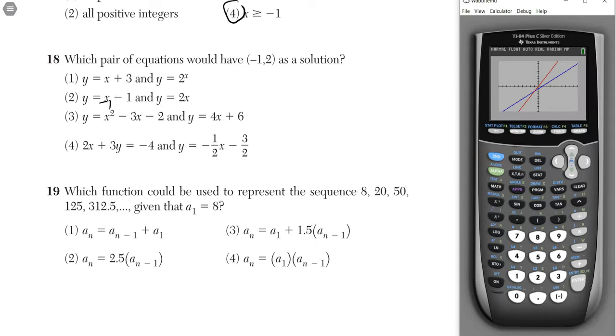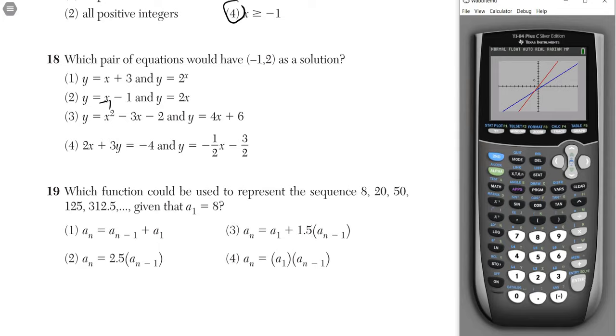Let's just see the point of intersection. Yeah, here is at negative 1 comma 2. Sorry, and negative 1 comma negative 2. So it looks like about there. Whatever it is, it's certainly not negative 1, 2, which would be over here. So we can eliminate that.